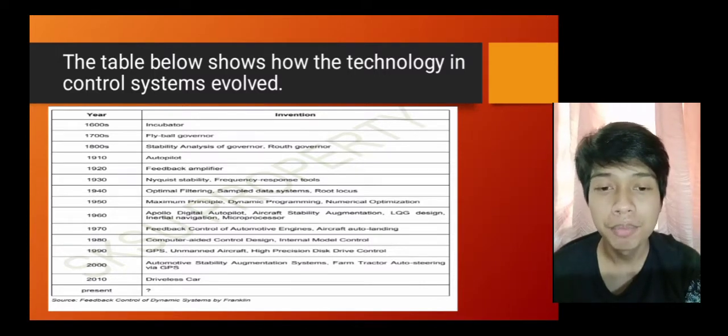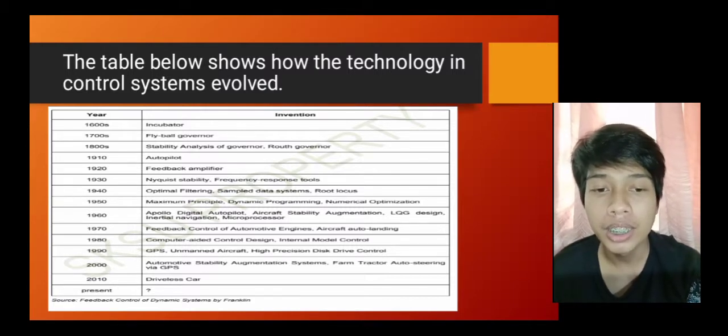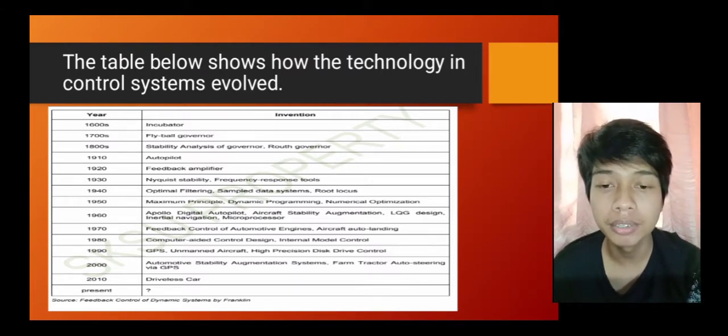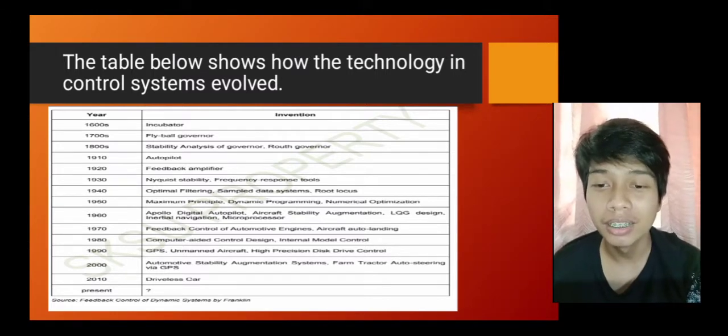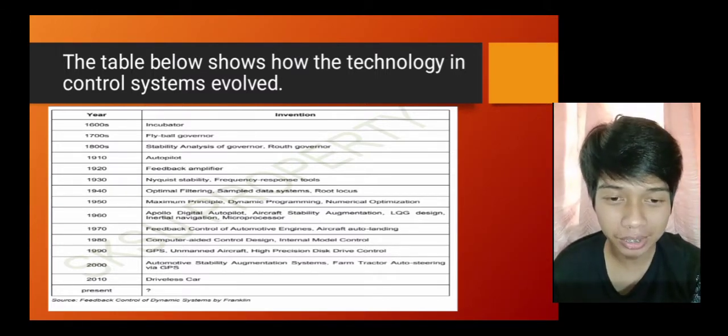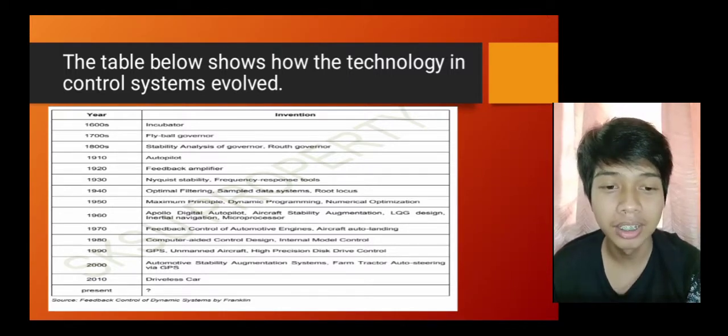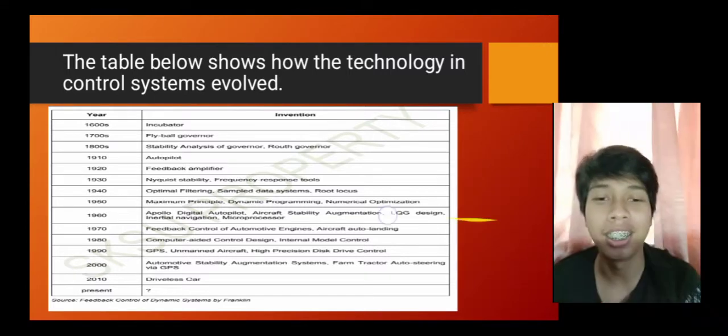1970, feedback control of automotive engines, aircraft auto landing. 1980, computer-aided control design, internal model control. 1990, GPS, unmanned aircraft, high-precision disk drive control. 2000, automotive stability augmentation systems, farm tractor, auto steering via GPS. 2010, driverless car. The present is unknown.